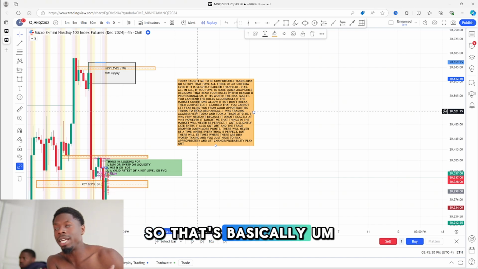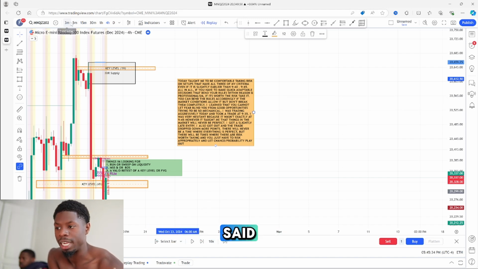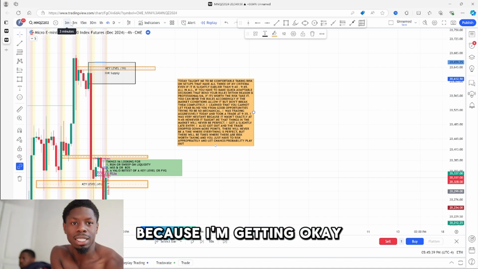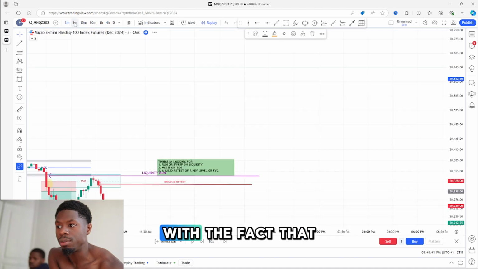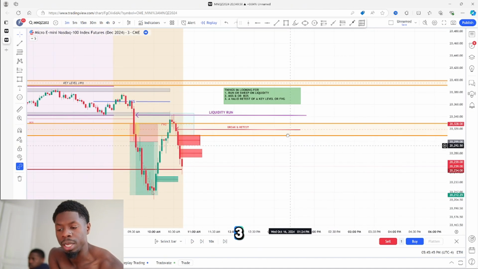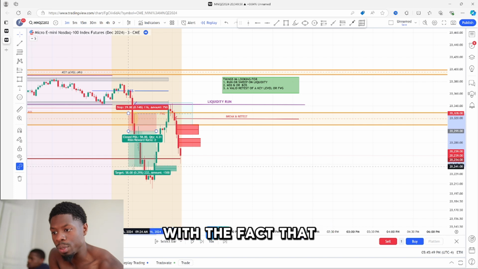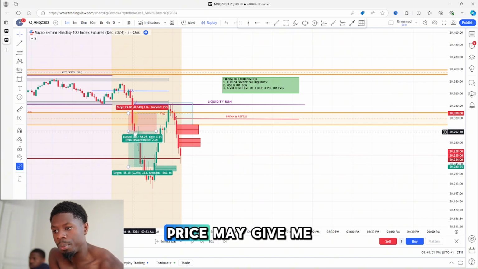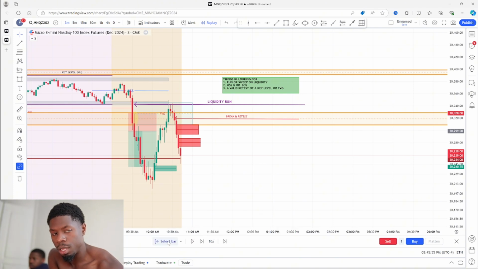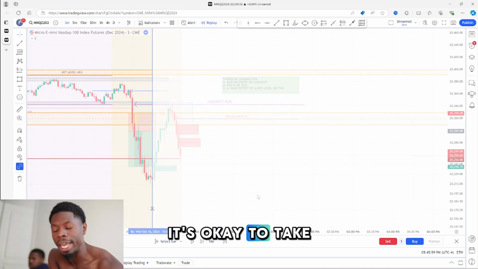So that's basically all that I mentioned and everything that I said. And this is the reason that I'm forward testing, because I'm getting okay with the fact that price may go down to 1 to 3 and I may only catch the 1 and 2 like it did right here, right? I'm getting okay with the fact that price may give me a setup before 9:40, and if it's an A+ setup, it's okay to take it.